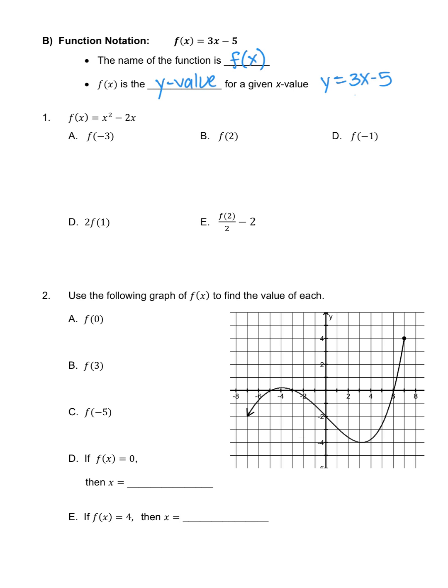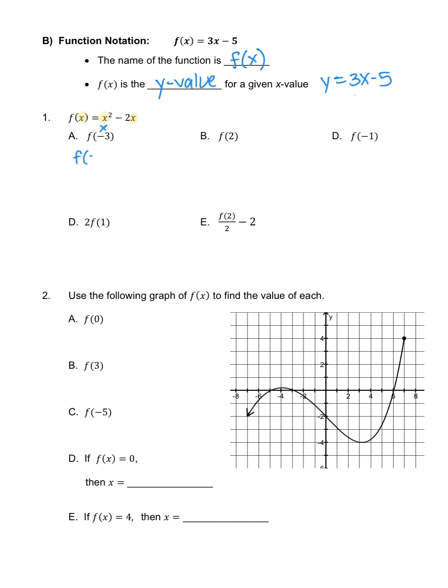So let's go ahead and do number 1. F of x equals x squared minus 2x. So here's our x squared minus our 2x. Where we see the x, that's where we are going to plug in what we're given. So right here it says f of negative 3. So let's take this negative 3, which is, remember, our x right there. Let's plug in that negative 3 everywhere we see x.